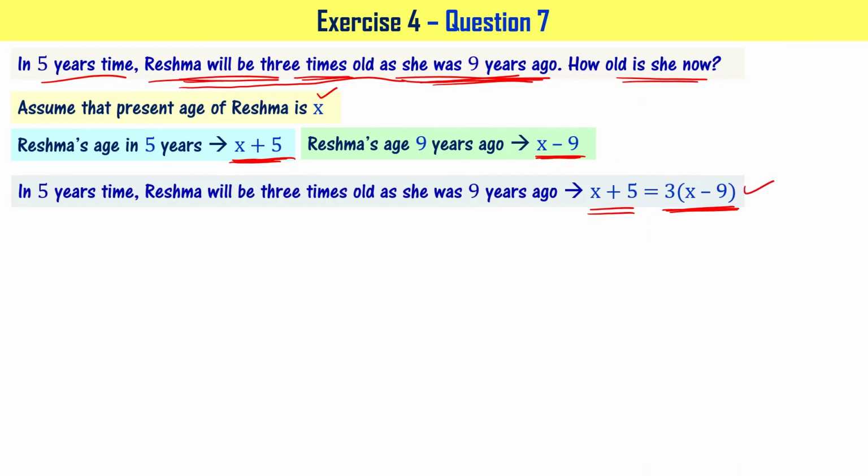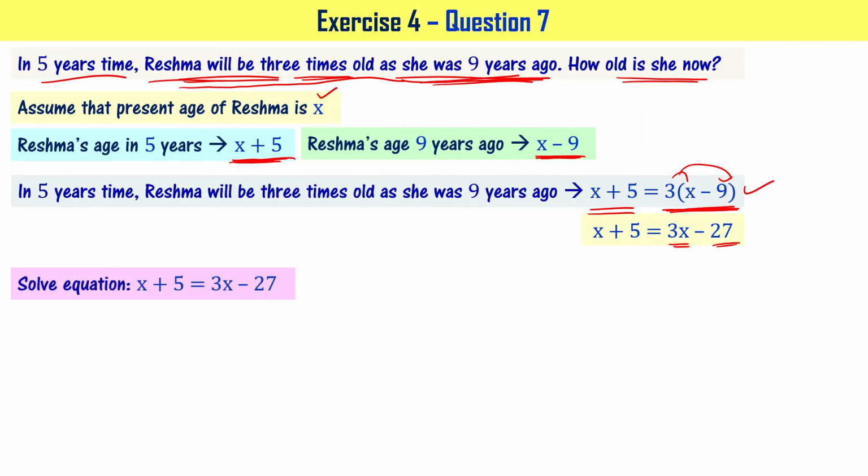Let us simplify this such that I can write it as x plus 5 equal to 3 times x, that is 3x, minus 3 times 9, that is 27, right? Minus 27. Now let us solve this equation. To solve this equation, we have to transpose.